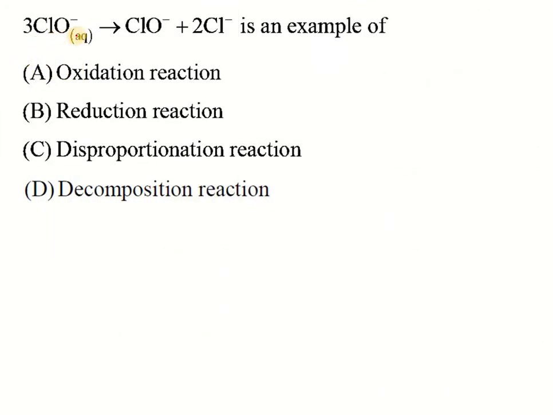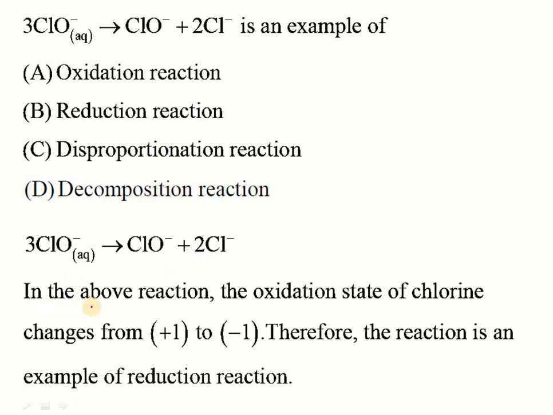Next, 3ClO minus gives rise to ClO3 minus plus 2Cl minus. This is an example of? See, in this reaction, the oxidation state of chlorine changes from +1 to -1. Therefore, the reaction is an example of a reduction reaction.